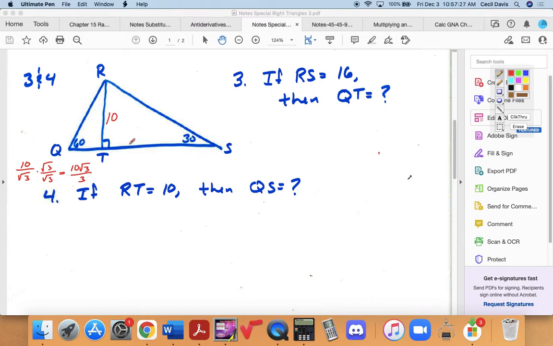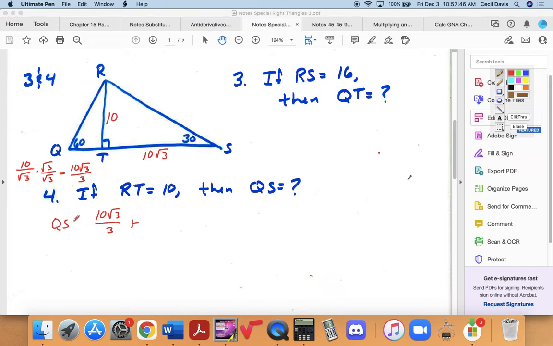And then to find TS, RT is the short leg, right? And you can multiply it by the square root of 3 to find TS. So TS is 10 square roots of 3. Yes, but not until we do a little work first.